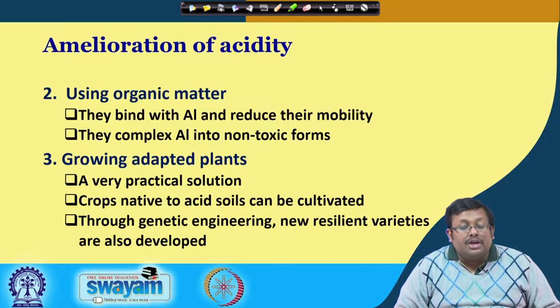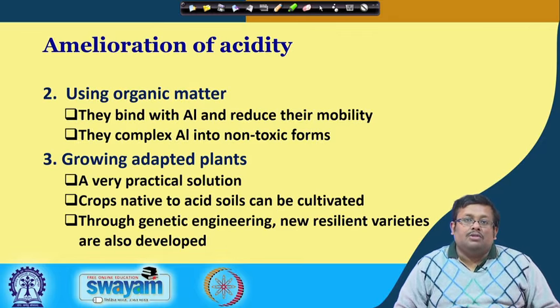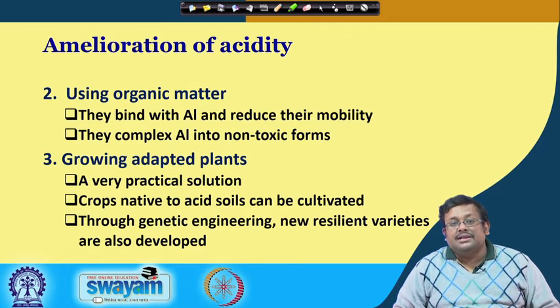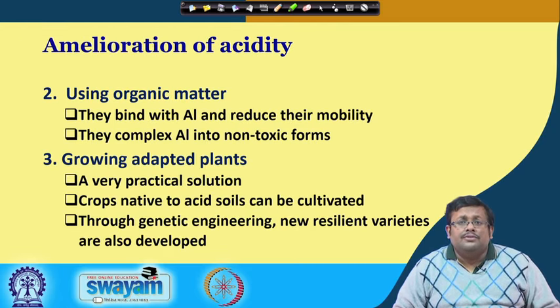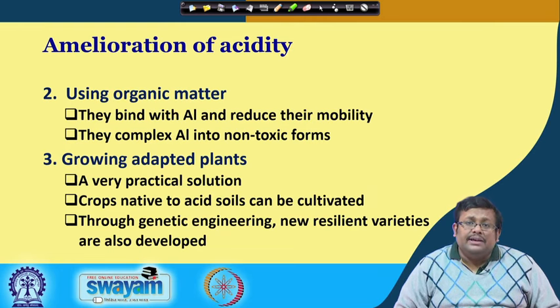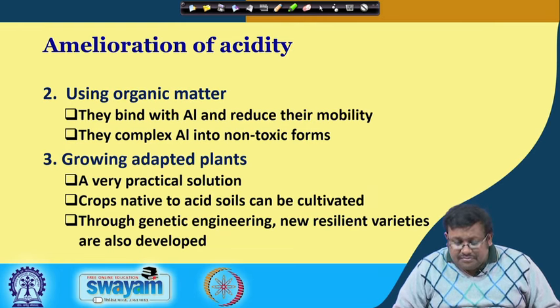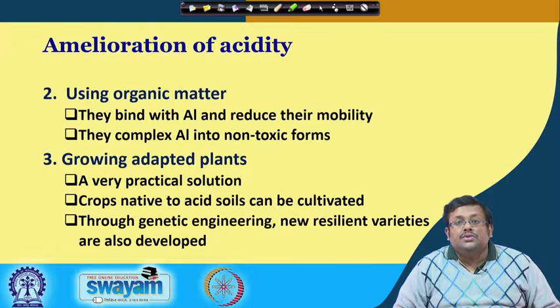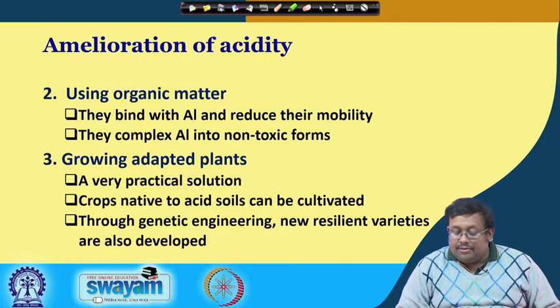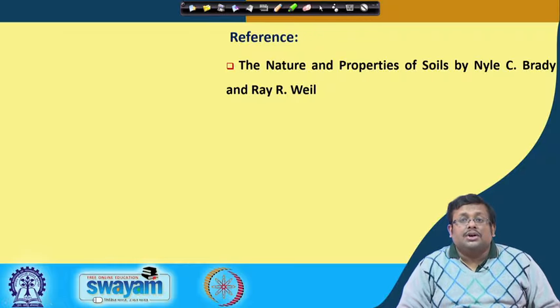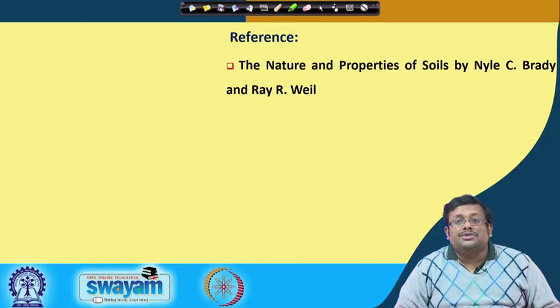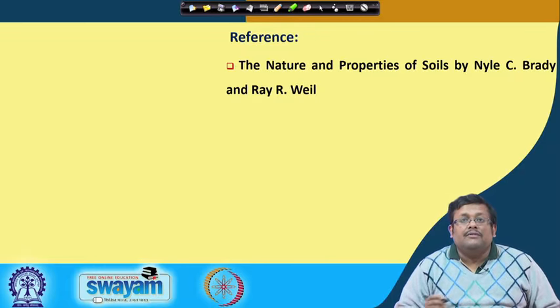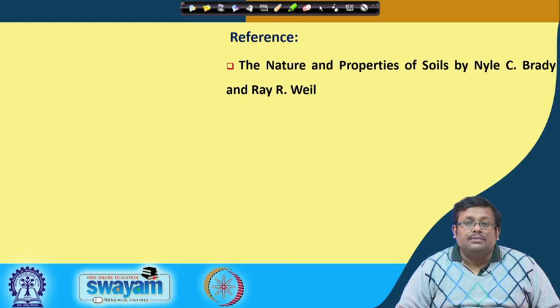Now, another one is the growing of differently adapted plants. For example, it is a very practical solution, and crops native to acid soil can be cultivated in an acid prone area. Also, through genetic engineering, new resilient varieties are being developed all the time by plant breeders. So, we can use those tolerant crops for this type of region. So, guys, we have completed soil acidity, and the reference is again the Nature and Properties of Soil by Nyle C. Brady. I hope that you have got some knowledge about the soil acidity.